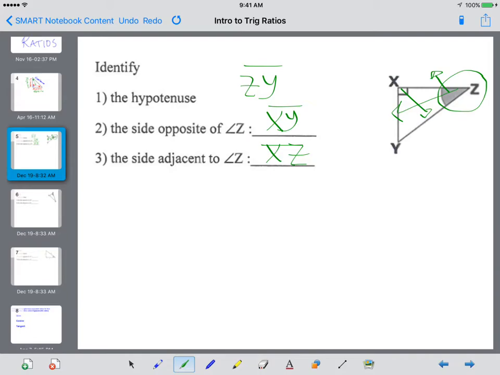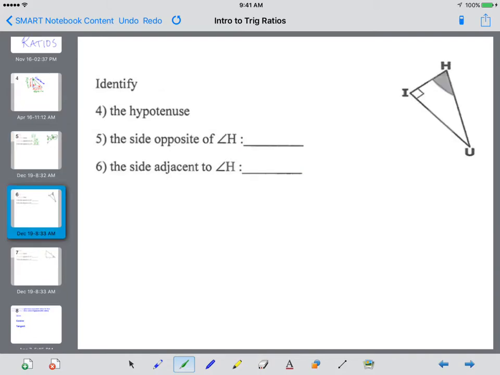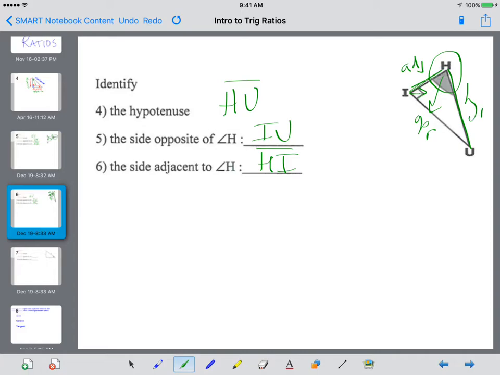Let's look at the second example. We use our reference angle as angle H. To find the hypotenuse, again, I usually like to make a little arrow with that right angle symbol and point to the hypotenuse. So the hypotenuse is HU. The side opposite of angle H is IU. And the side adjacent to angle H would be HI. There's our adjacent side, opposite side, and hypotenuse.